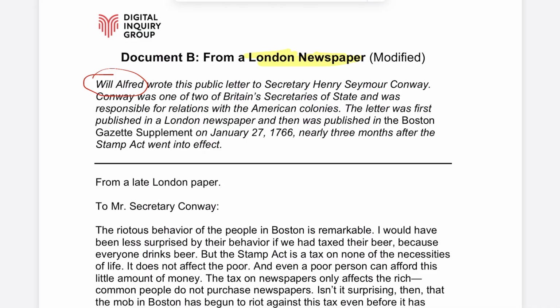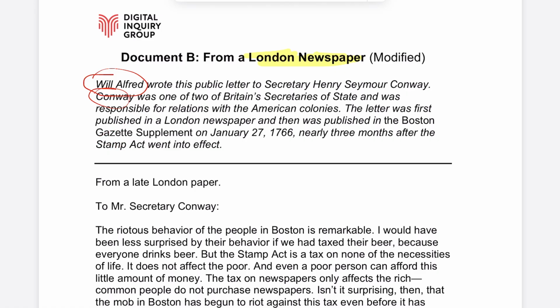Will Alfred wrote this public letter to Secretary Henry Seymour Conway. Conway was one of Britain's two secretaries of state, responsible for relations with the American colonies. Wow. Okay, so Will Alfred, this random person who wrote it, is contacting a representative from Britain who is actually responsible for dealing with the American colonies. So this letter was first published in a London newspaper and then published in the Boston Gazette Supplement on January 27th, 1766, nearly 3 months after the Stamp Act went into effect.